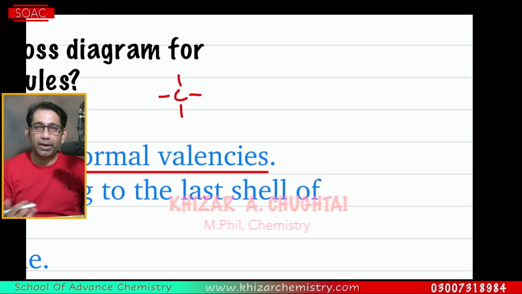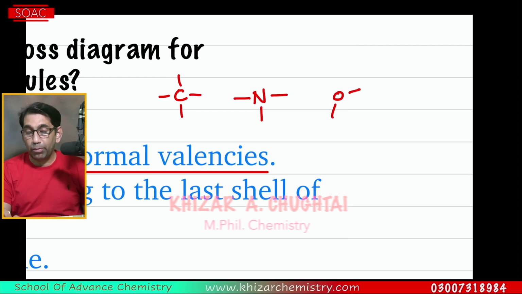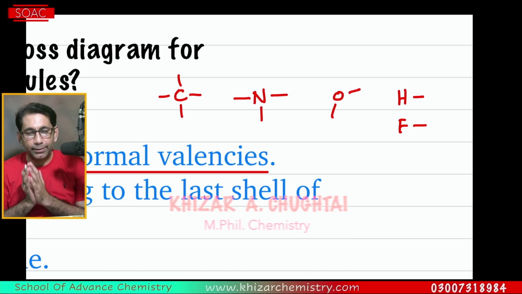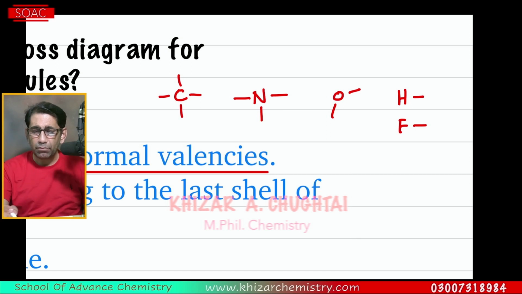carbon's normal valency, bond making capacity is called valency, that is equal to 4. Normal valency of nitrogen is equal to 3. I mean, nitrogen normally can make 3 bonds. Normal valency of oxygen is 2, it can make 2 bonds. Normal valency of hydrogen is equal to 1. Hydrogen can make 1 bond. Same is the case for the halogens. So basically carbon usually makes 4 bonds, nitrogen 3 bonds, oxygen 2 bonds, hydrogen 1, and the fluorine family also make 1 covalent bond.